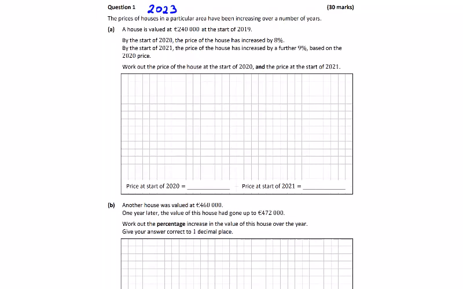In question 1 in 2023, we have a house valued at 240,000 at the start of 2019. By the start of 2020, so 1 year later, the price has increased by 8%. By the start of 2021, the house has increased by a further 9% based on the 2020 price. Work out the price of the house at the start of 2020 and the start of 2021. So this is just a calculator use question, which a lot of the paper is.